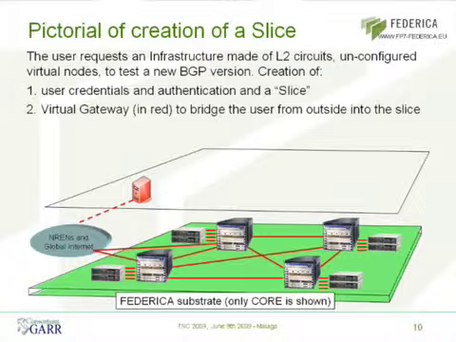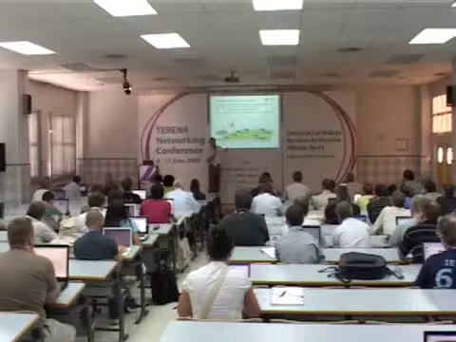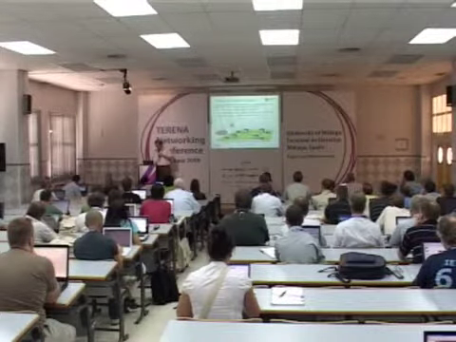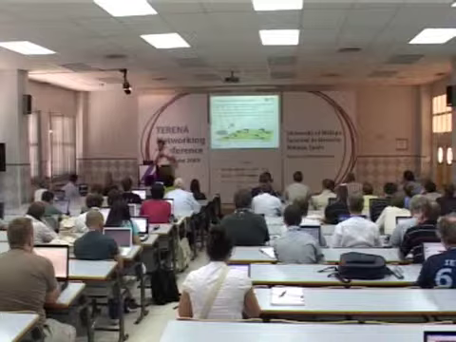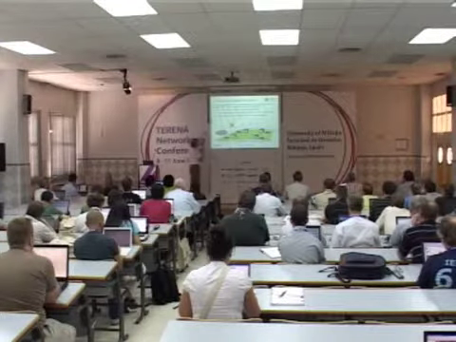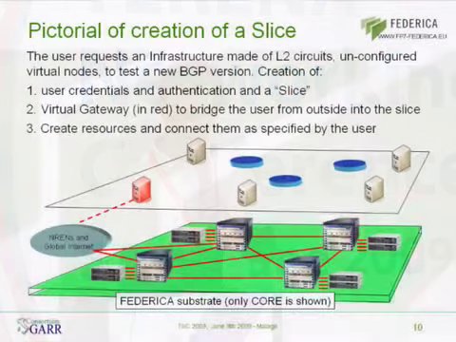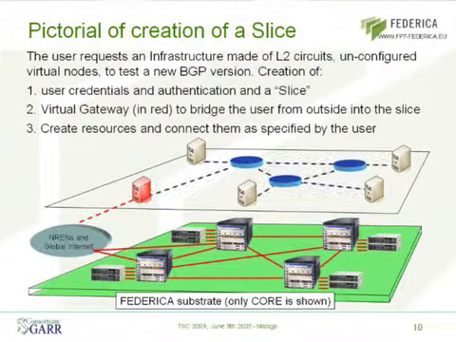We have to create for you a way to enter your slice. So we have some kind of a gateway between the general internet and the slice itself. What's this? Obviously a virtual image of a computer. Through that virtual image, the step after that is to create the resources you asked us for. Virtual routers, virtual machines, virtual links.